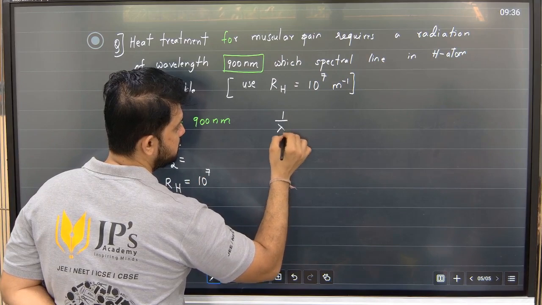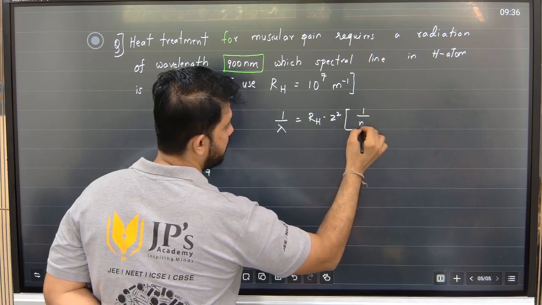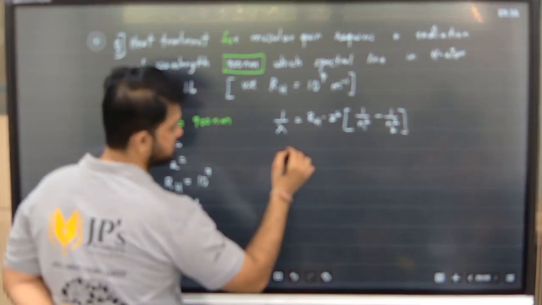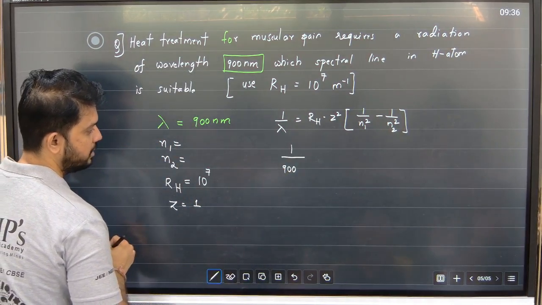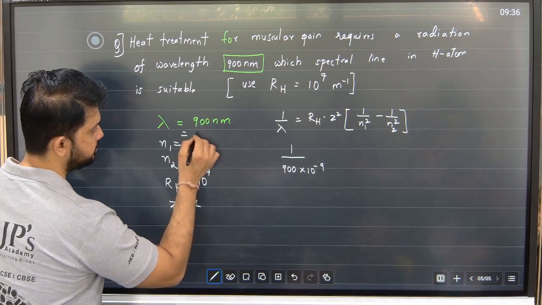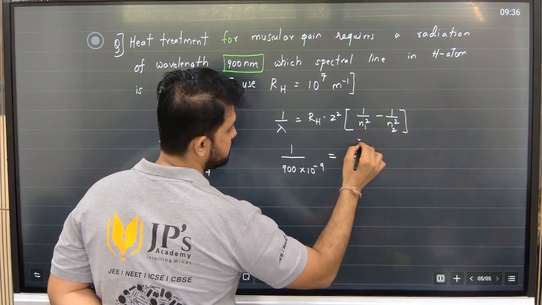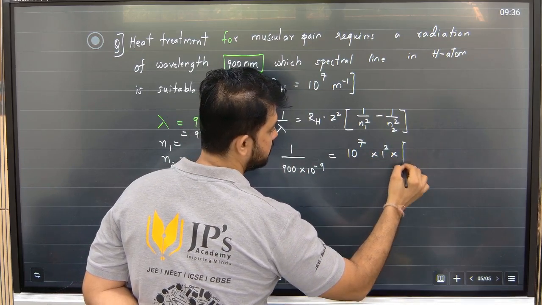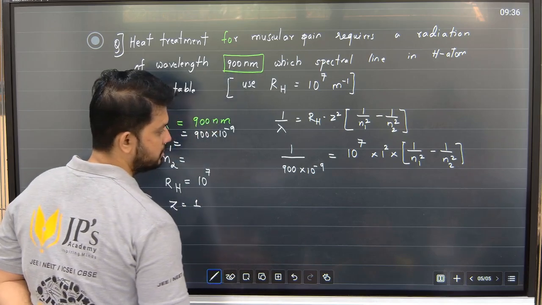So we know that 1 upon lambda is equal to RH Z square into 1 upon N1 square minus 1 upon N2 square. They've given us 1 upon 900 nanometers, so that will be 10 raised to minus 9 meters. The value for RH is given as 10 raised to 7 into 1 squared into 1 upon N1 square minus 1 upon N2 square. So how much will that become?